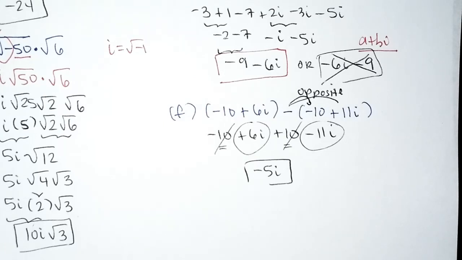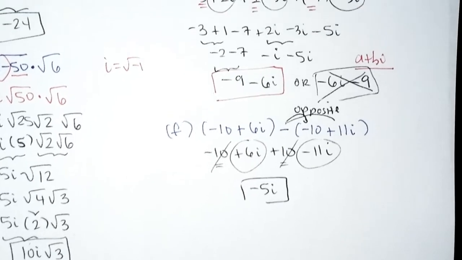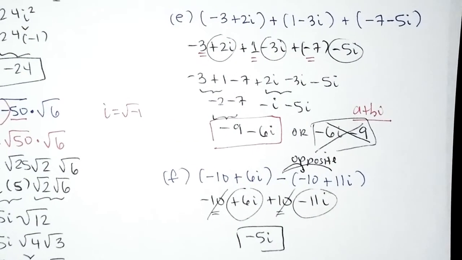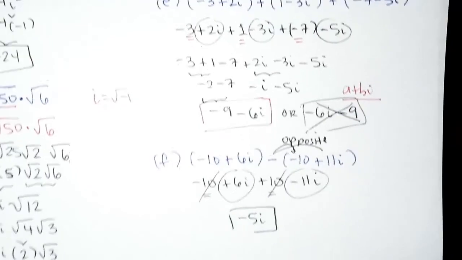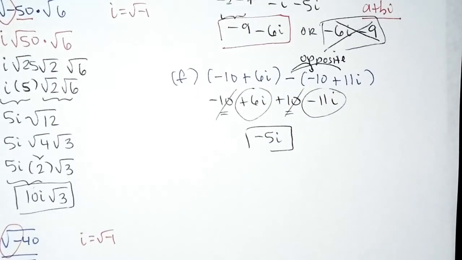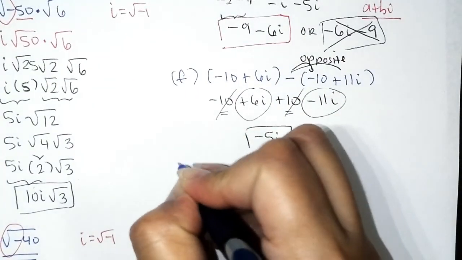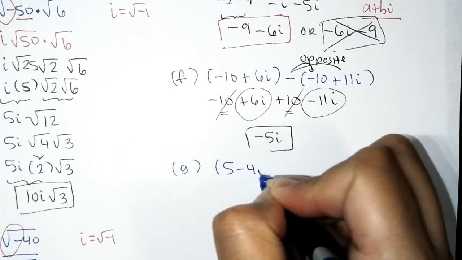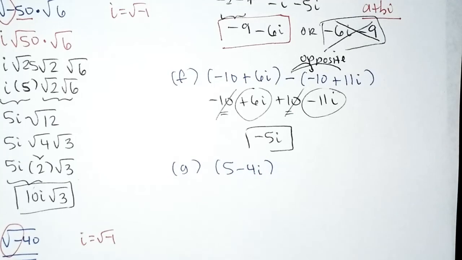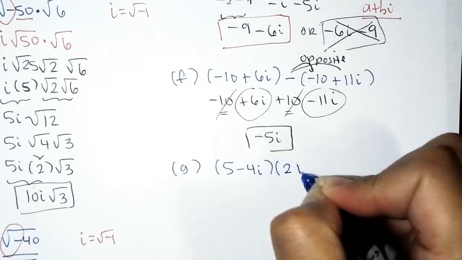Okay, guys, so we simplified some radicals that had negative radicands. We had an addition problem for complex numbers. We just knocked out a subtraction problem for complex numbers. The one that I owe you is a multiplication problem. So let's go ahead and do lucky number 7 and then we're out. Problem G. We have our first complex number, 5 minus 4i, and then we're going to multiply it by this second complex number, which is 2 plus 7i.